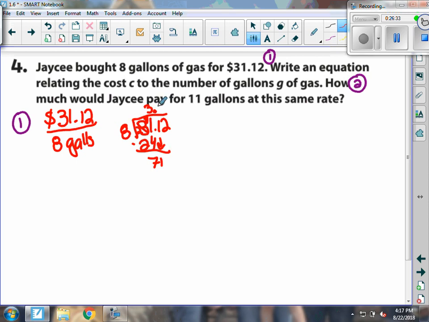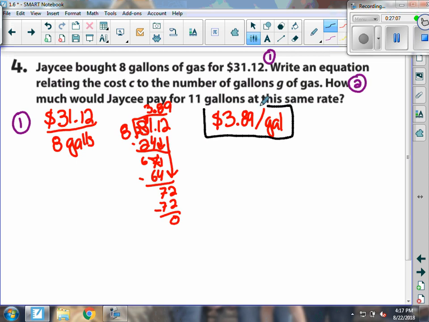8 goes into 71 8 times. That's 64. So again, we carry our 1s. 11 minus 4 again is 7. I'm going to bring down my 2. 8 goes into 72 9 times. So it's zeroed out. So that's nice. So my unit rate is $3.89 per gallon.